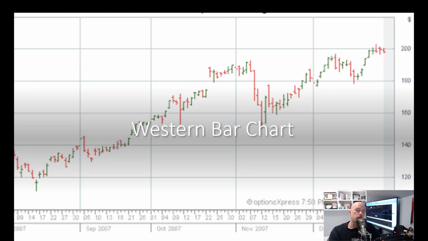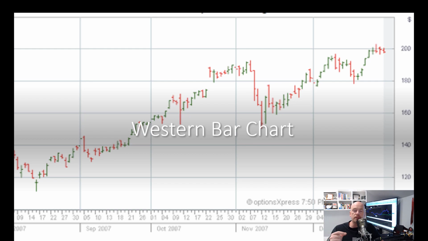Then we start to get into the ones that we will spend much more time talking about. The first is the Western bar chart. The Western bar chart gives us a lot of information about price movement. So the Western bar chart shows the change in price over a given period of time. And each bar can represent a minute or a week or a day or an hour.